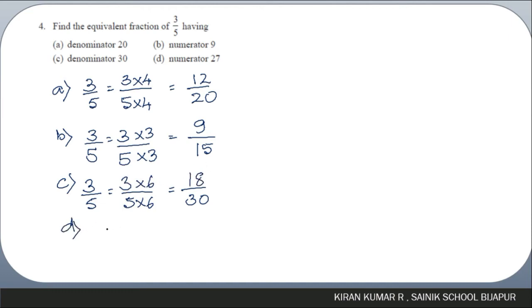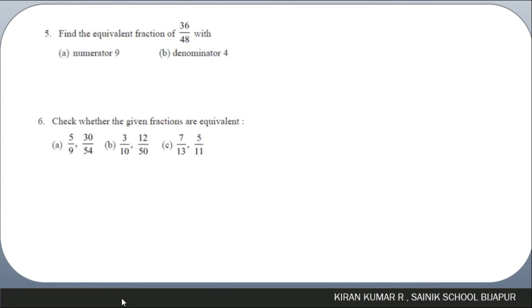D. 3 by 5, the numerator has to be 27. So 3 has to be multiplied by 9. So 5 also has to be multiplied by 9, and we get 45. 12 by 20, 9 by 15, 18 by 30, 27 by 45, they are all equivalent fractions of 3 by 5.